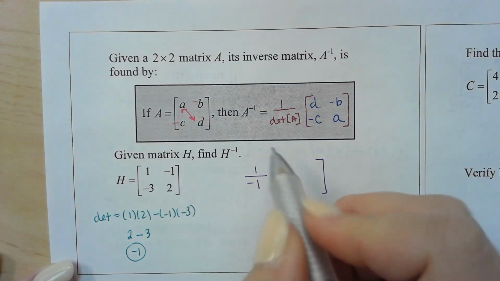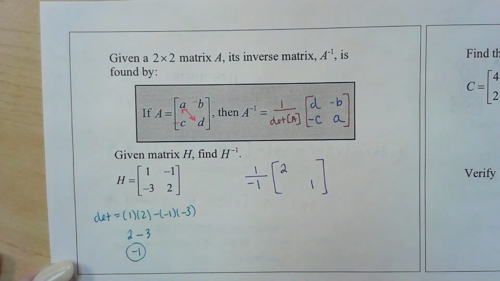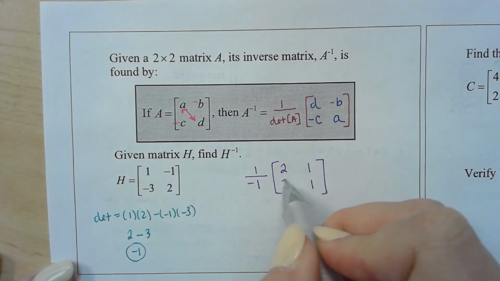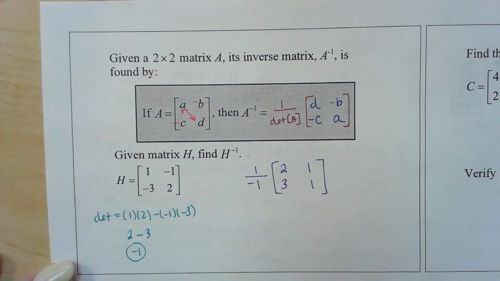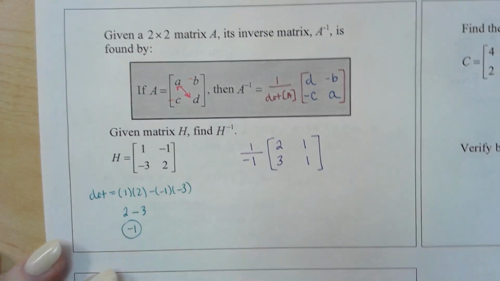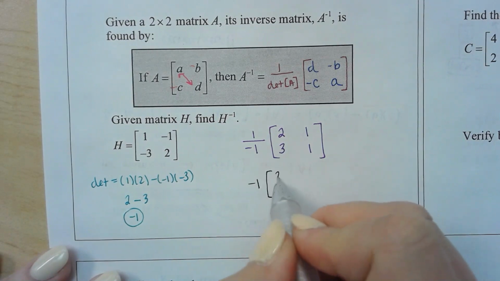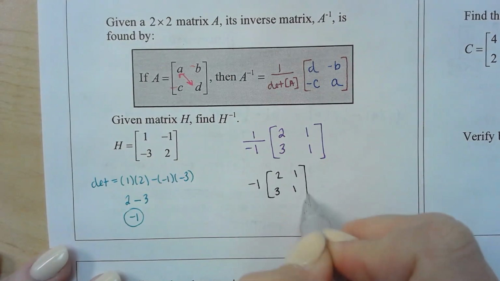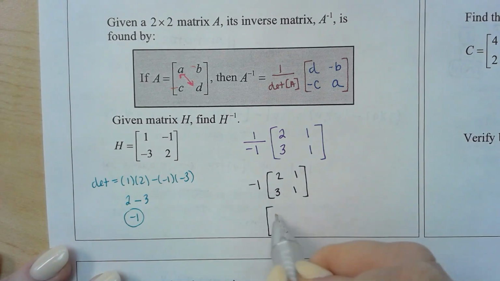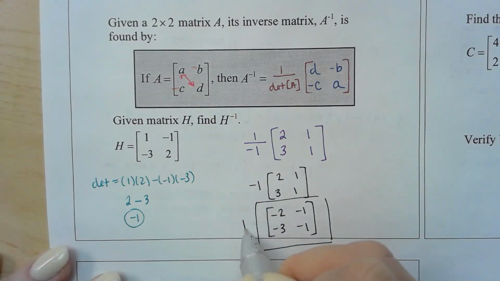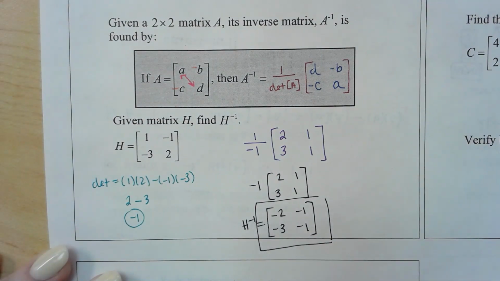I'm going to switch the 1 and the 2. They switch places. And I'm going to change the signs of the other 2. Then we're going to clean it up. 1 divided by negative 1 is negative 1. And now I have a scalar product. And so now I'm going to go in and multiply everything by that negative 1. So this is H inverse.